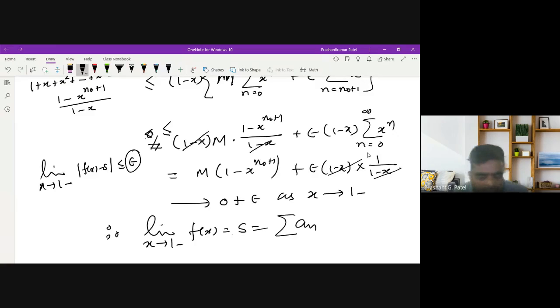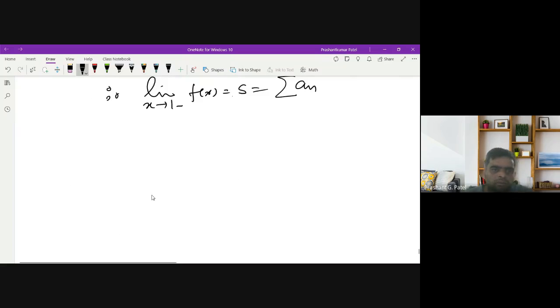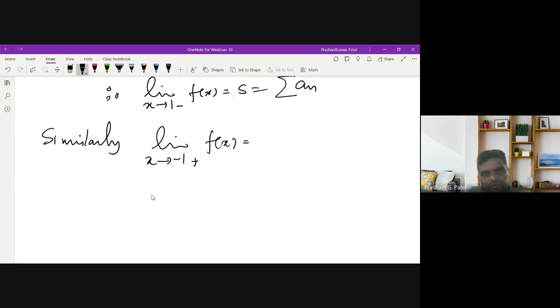And similarly one can prove the other part, that is for the other side, the limit of x tends to minus 1 plus f(x) is equal to summation of (minus 1) raised to n into an. So in the other part also we can do it in a similar way. So this is a proof of Abel's limit theorem, which talks about the convergence of a power series at the boundary of the radius of the interval of convergence.